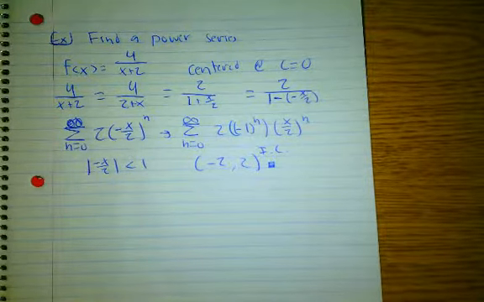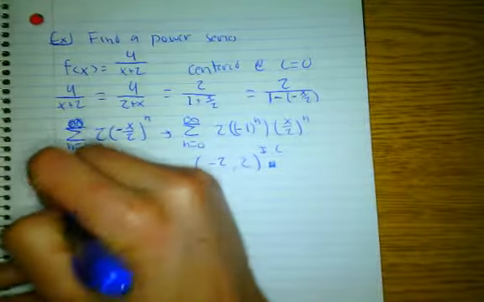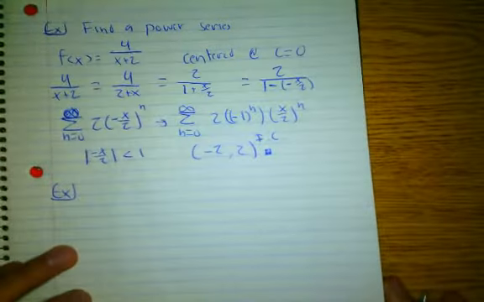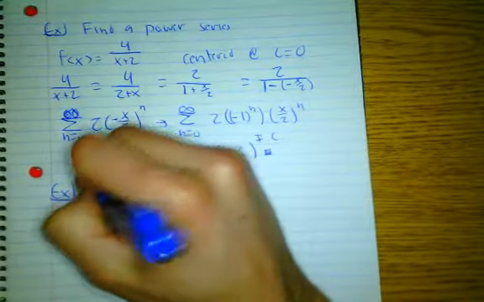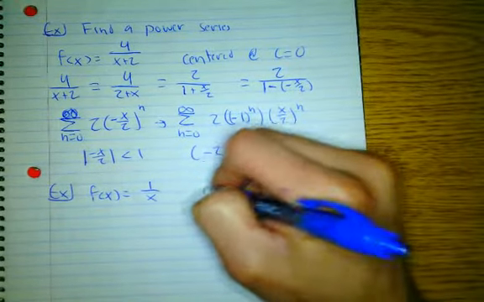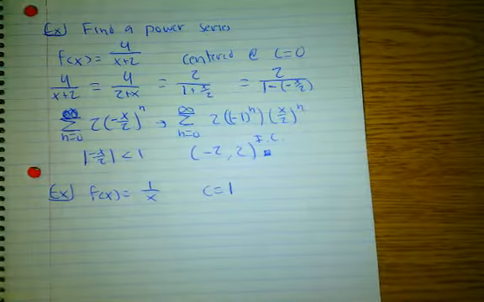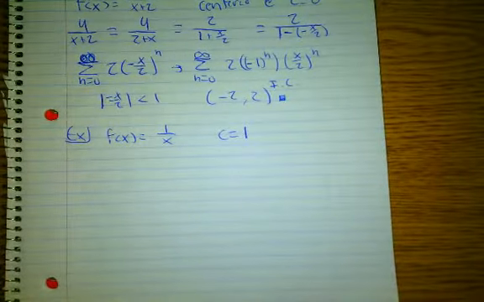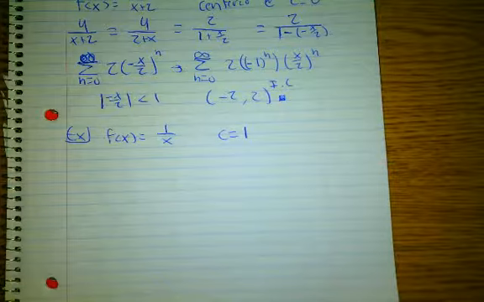Last one, I want you to try this one on your own, and then there's one last thing I want to show you. It has to do with long division, so hopefully you didn't forget how to do long division. But here's the last example. So it's the same instructions. Find a power series, and here is your function. f of x equals 1 over x, and I want this thing to be centered at 1. Find the power series for that.